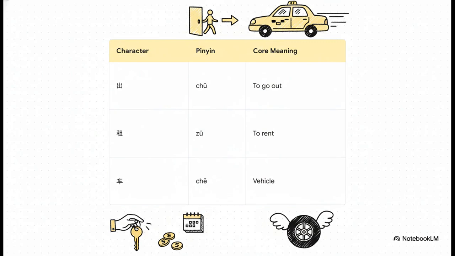The first character is chu, which means to go out. The second is zu, to rent. And there's our familiar friend che, the vehicle. So, a chuzuche is literally a go out and rent vehicle. It's so much more descriptive than our English word taxi, isn't it? The Mandarin term tells you the entire story of what you're doing.